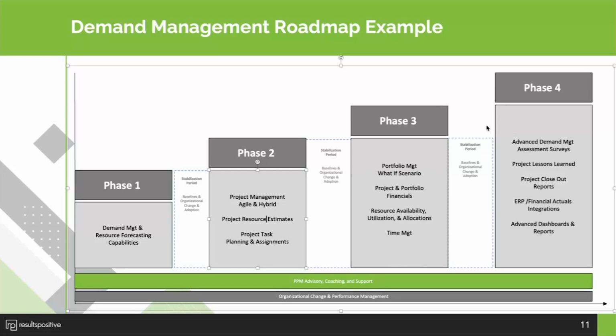And then phase four, going into more advanced scoring and surveys related to that intake process, looking at lessons learned, project closeout reports. Those are some great solutions that we've implemented for customers. Looking at overall financial actuals so that your project managers can see that flow into the system versus going to two different applications, and the ongoing advanced dashboards and reporting. So that's an example of a roadmap for demand management.